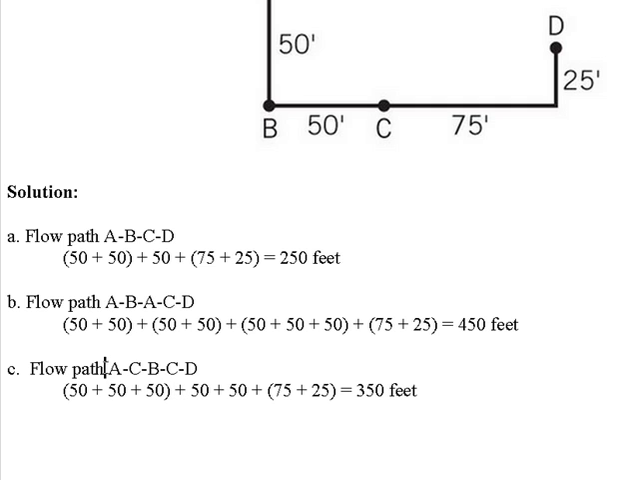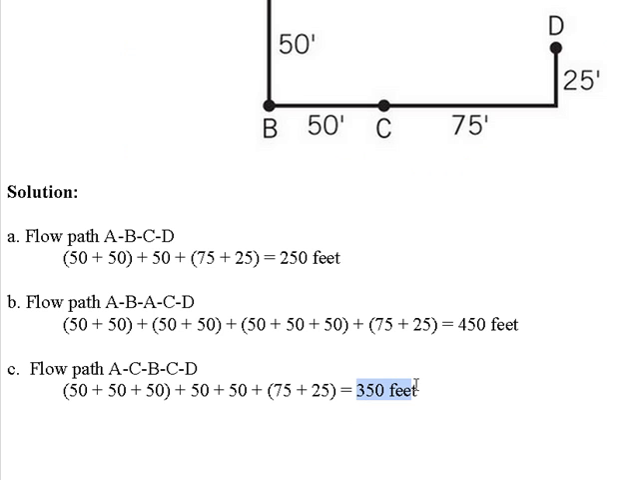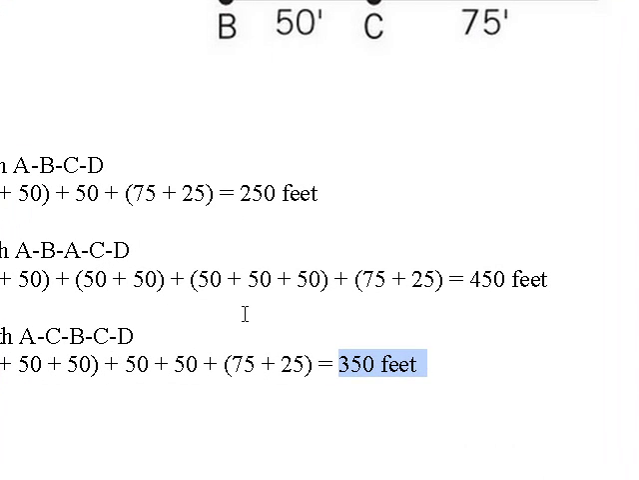Then you do similar calculations for the part 3 flow path, A, C, B, C, D. Find out the total distance A to C, then C to B, then B to C and C to D, and add all of that from this figure. You get the final answer, 350 feet. So that's it. That's an easy problem here. With that, this completes the answer of this particular problem.